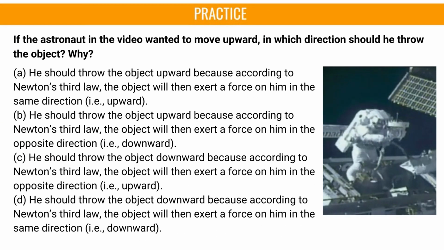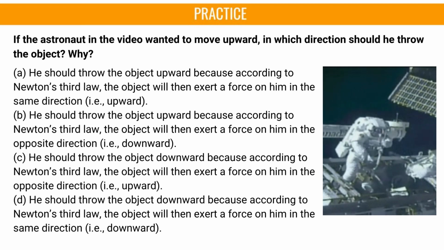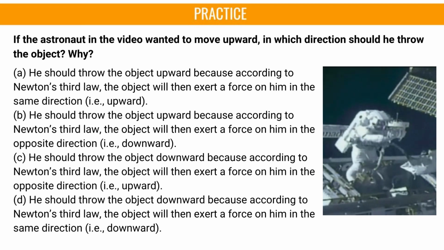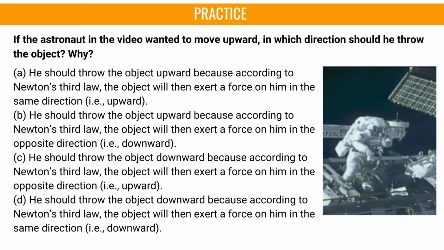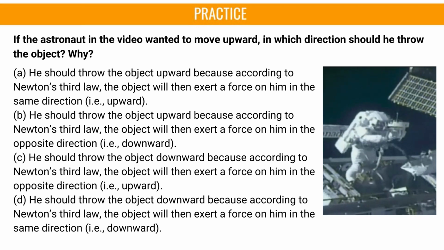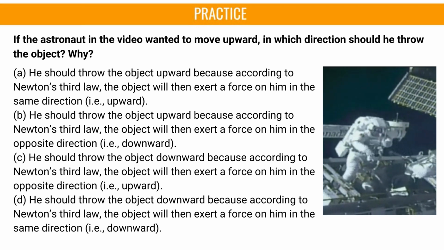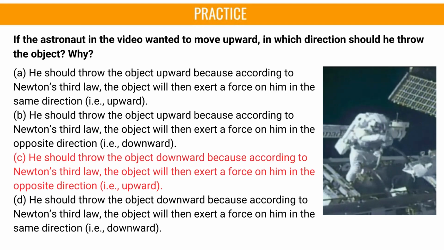Let's do some practice. Here is a question for you. If the astronaut in the video wanted to move upward, in which direction should he throw the object? Pause this video, discuss with your teacher and pick the correct answer. The answer is C. He should throw the object downward because, according to Newton's third law, the object will then exert a force on him in the opposite direction, that is upward.